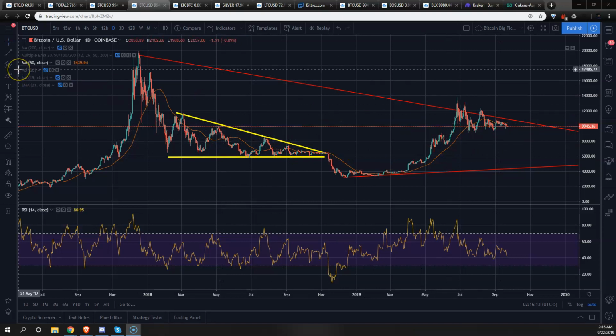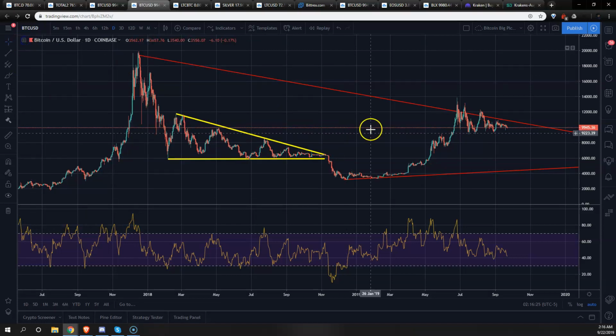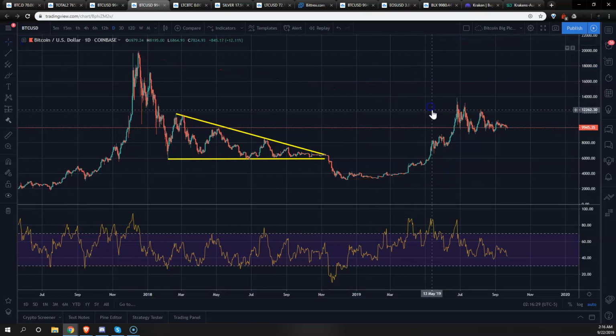But what I want to do is show you a key difference in these two triangles. Now remember, I'm bearish, but I'm not bearish to the point where I'm going to ignore facts, okay? And the fact is these triangles have a very, very glaring difference in the two of them. So I'm going to take away these red lines and I'm going to show you the difference.